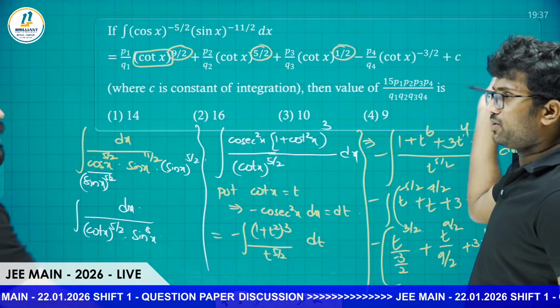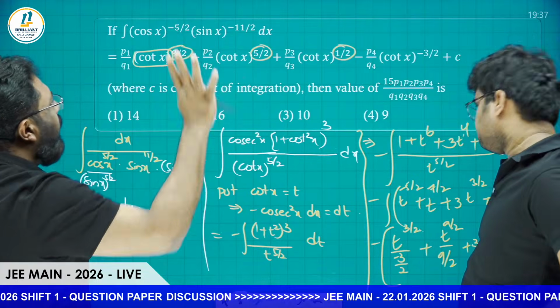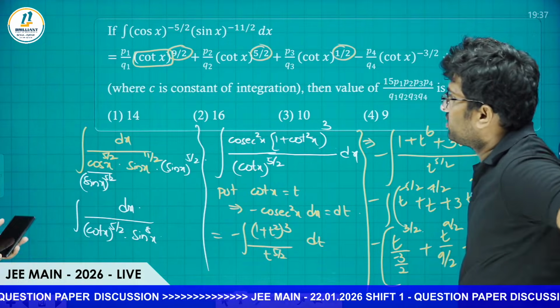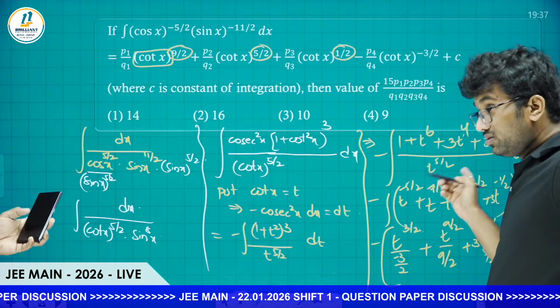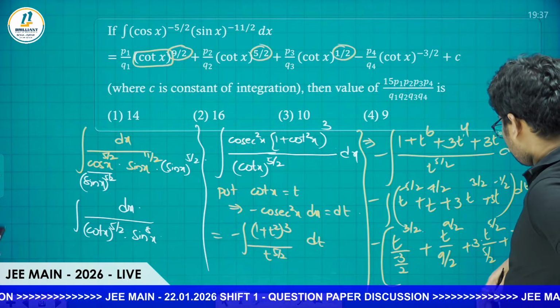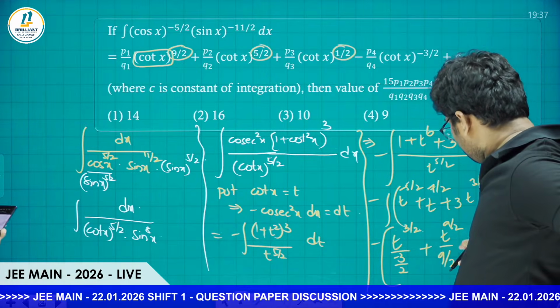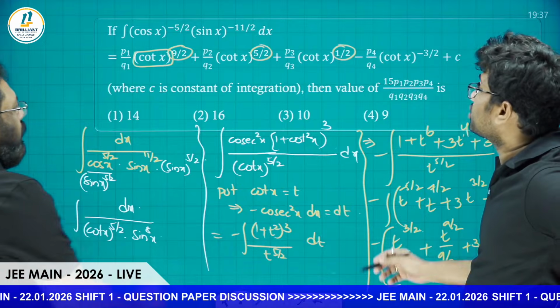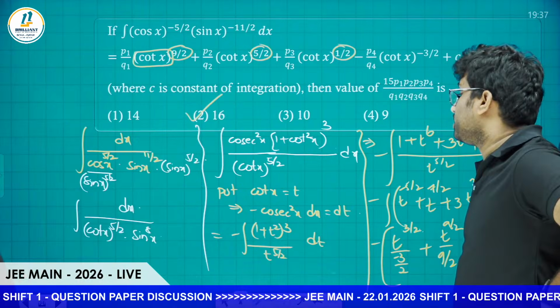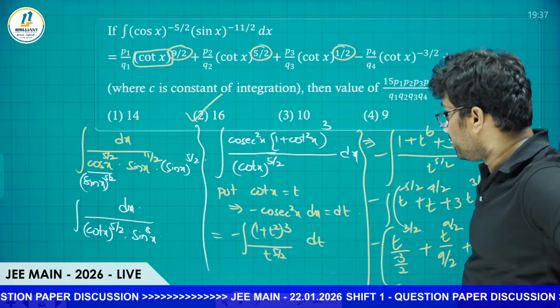Whatever it is, anyhow we need their product now. So we can directly multiply and you will get the answer. But you have to be careful with the 3 also over there. Yes, the answer is going to be 16. The product is going to be 16.